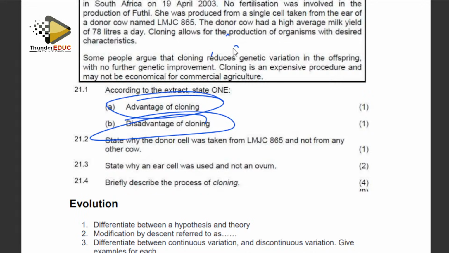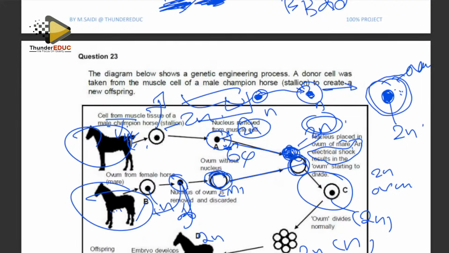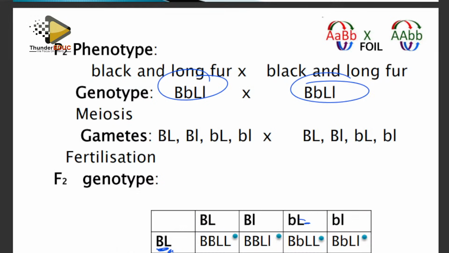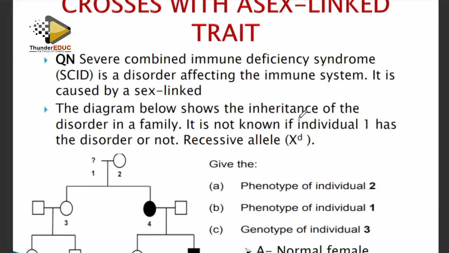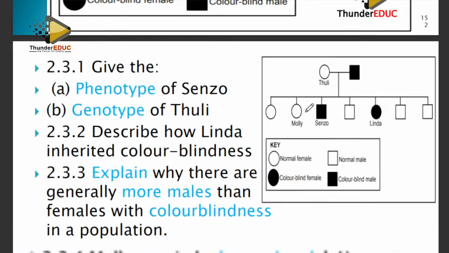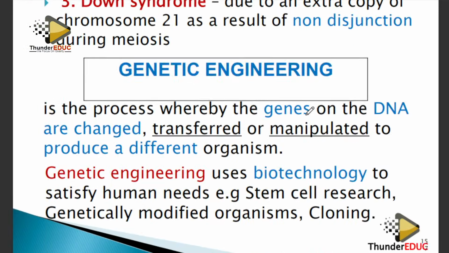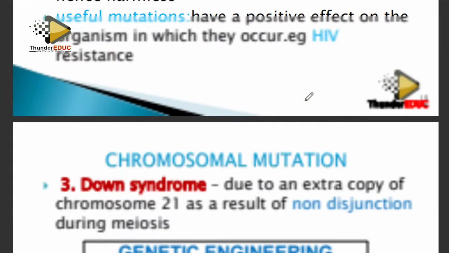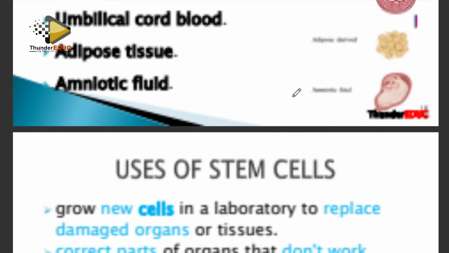So this is an extract. No one is going to bring an exact extract like that, you know? But describe the process of cloning. Yes, that one. Here they gave you. But if you look at this, I stipulated it properly here. So those are the advantages and disadvantages they're talking about.